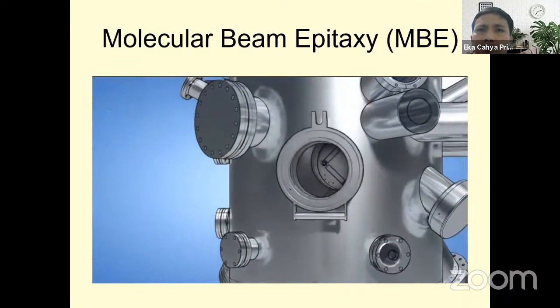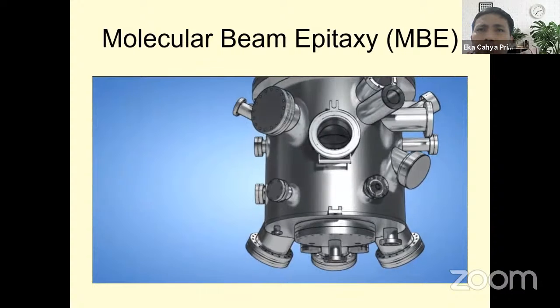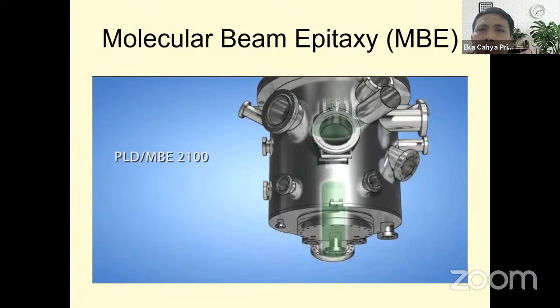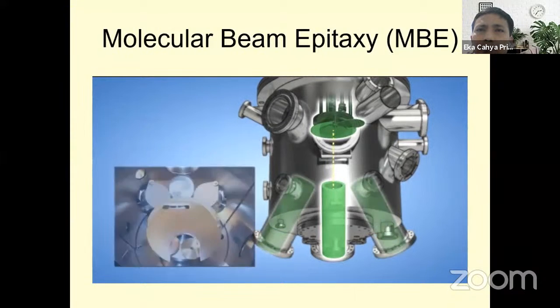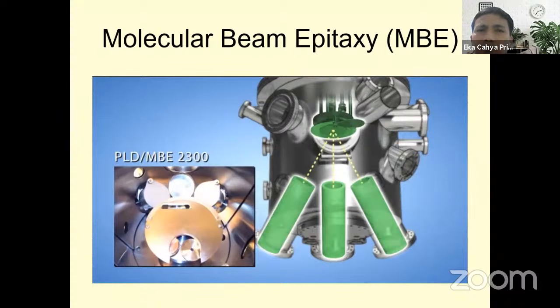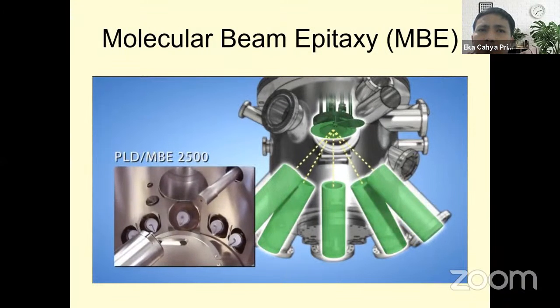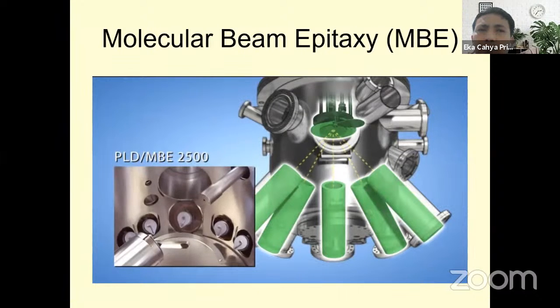Along with the laser, other optional deposition sources can be used to create multiple layers. Our PLD MBE 2100 system can handle 1 optional deposition source. Our 2300 system can handle up to 3 optional sources. And the 2500 system can handle up to 5 optional sources.